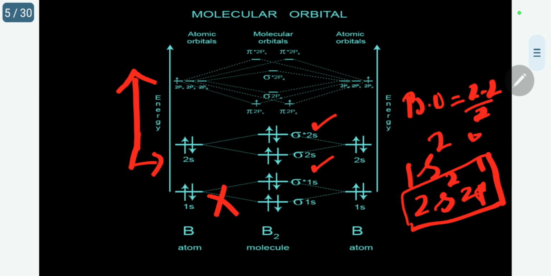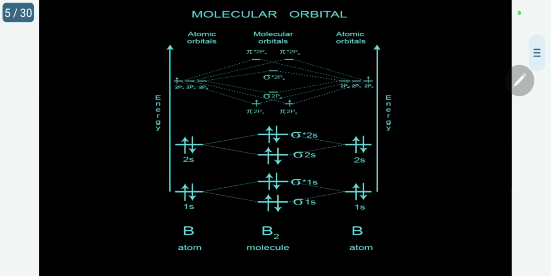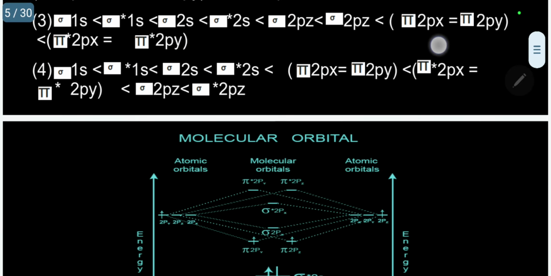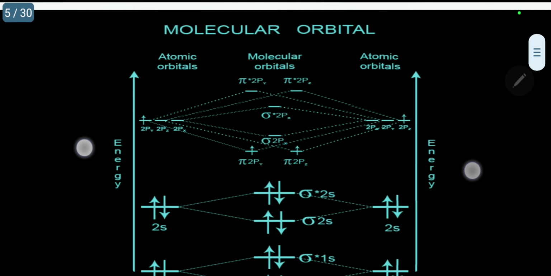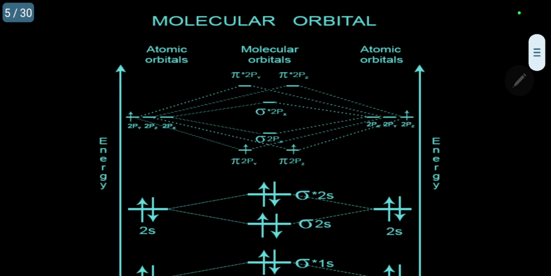0 by 2, 0. That means up to 2s, we need not worry. So better, according to my version, is that you go for the outermost. Go for the outermost. In what way? Kindly follow me. I am now taking the boron 2p1. Please follow. 2p1 I am taking.